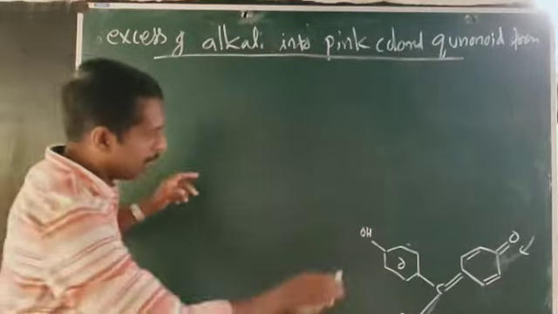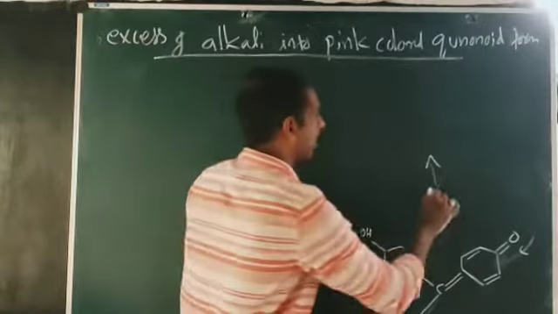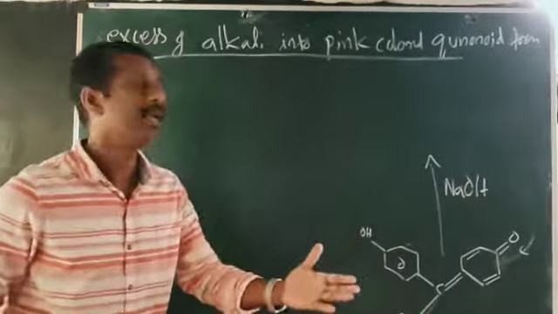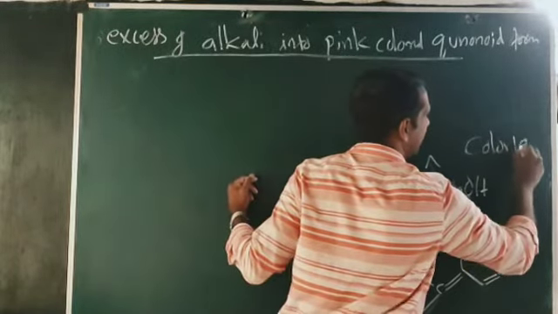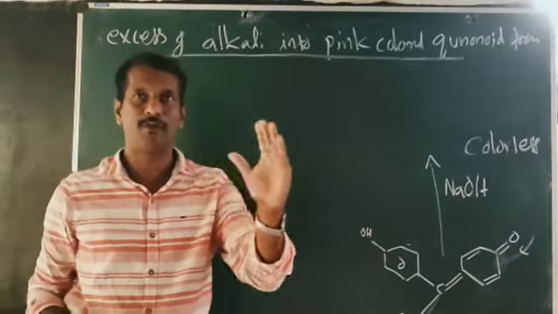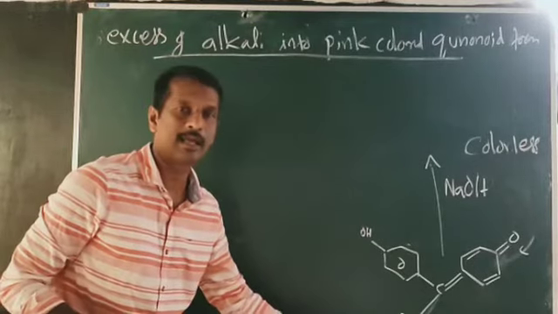Instead of acid, again to this basic medium, we are adding excess of base. That means excess of alkali NaOH. What will happen? It will again change to colorless. What is the reason? So follow me correctly. Of course, this you know that this is pink in color.